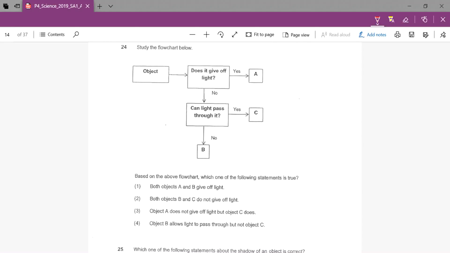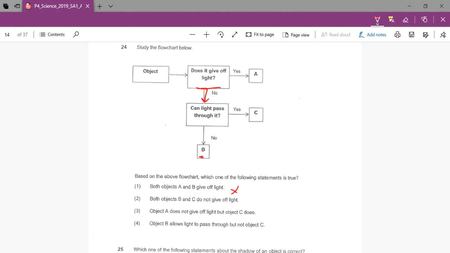Study the flowchart below. Object, does it give off light? Yes is A. No. Can light pass through it? Yes is C. No is B. Both objects A and B give off light? Object A gives off light, but B no. B is under this question, does it give off light? No. So it cannot be.